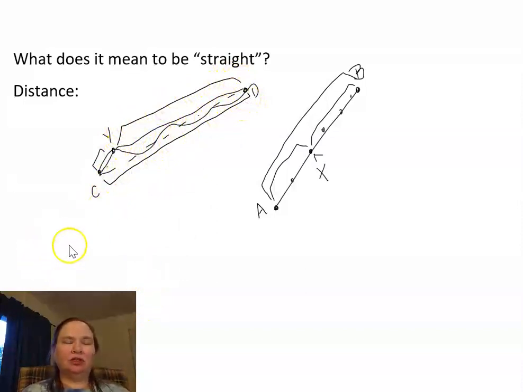So that's some equations. This is how we're going to write things. We are going to use these bars. So here's AB. That's going to be the distance from A to B.